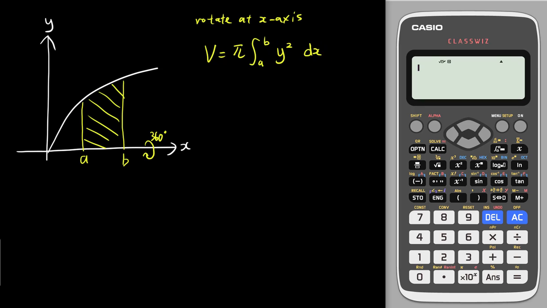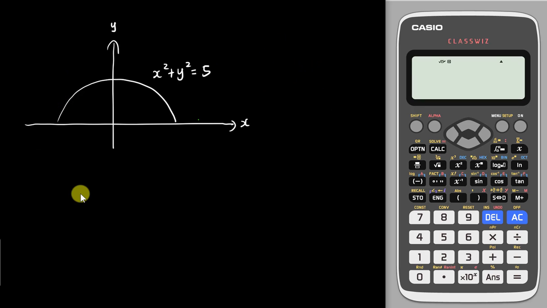If I want it to rotate on the y-axis, let's say for this area from C to D, then my volume formula will be pi from C to D, rotating on the y-axis 360 degrees. So it will be dy, and here will be x squared. You just remember the sign will always be opposite. This is dy, here will be x squared. If here is dx, here will be y squared.